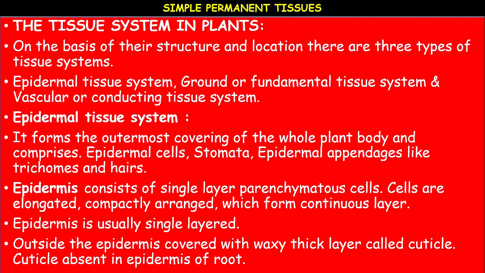The epidermal outgrowths may include trichomes. What are trichomes? The trichomes are present on the stem. They prevent water loss. Root hairs are present on roots, and they help in the absorption of water and mineral salts from the soil.